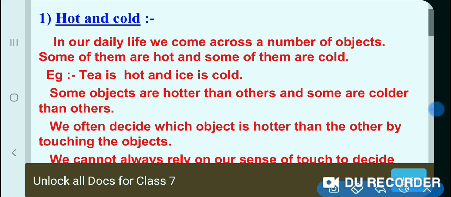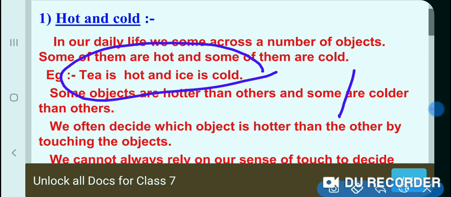You come across a number of objects in your daily life, some of them are hot and some of them are cold. How can you know that some objects are hot and some objects are cold? You consider tea, it is hot, and you consider ice cream or ice, it is cold.